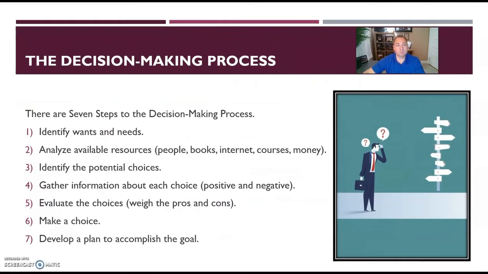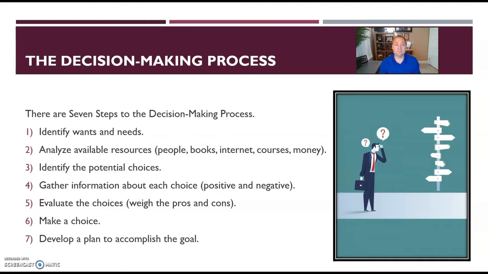So, in previous video lessons I discussed the decision-making process. Now, it's always good to review. So let's talk about the 7-step process. First, you want to identify your wants and needs. These are things that you have to accomplish or things that you want to get out of life. Then you have to analyze your available resources. What is available or around you to help you succeed in your goals? This can be people, books, internet, courses, or money.